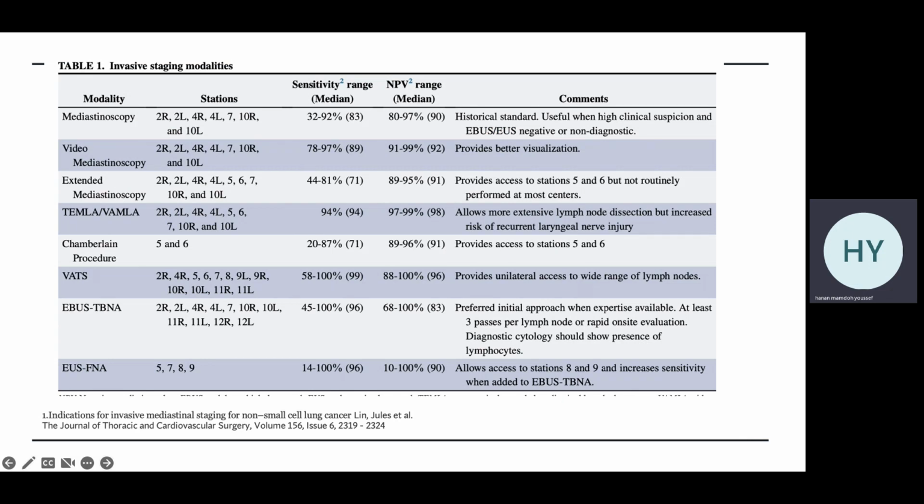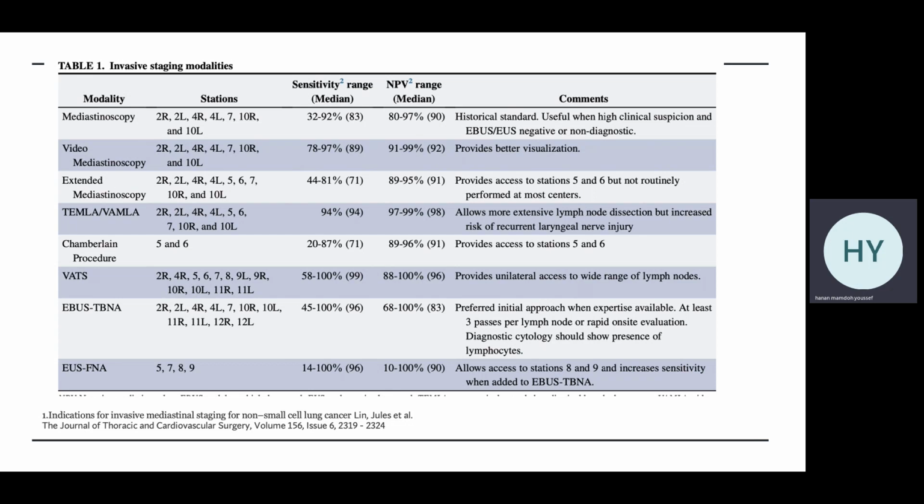So you can ask the patient whether they need another invasive investigation, which will put them to sleep, for cervical mediastinoscopy, for example, or Chamberlain or VATS, or EUS or EBUS, and then establish the stage of the tumor and take a decision based on that. So mediastinoscopy is not done now. This has been replaced by the video-assisted mediastinoscopy and VATS procedures in the US.